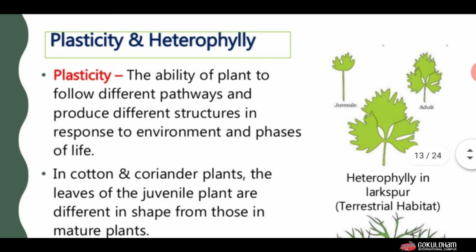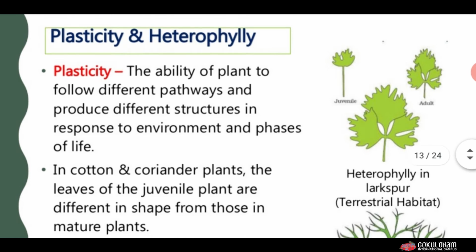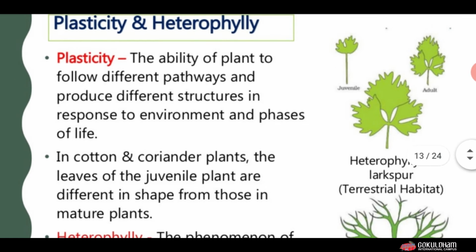Now next point is plasticity and heterophylly. Plasticity is the ability of a plant to follow different pathways and produce different structures in response to environment and phase of life. For example, in cotton and coriander, the leaves of the juvenile plants differ in shape from those of mature plants.